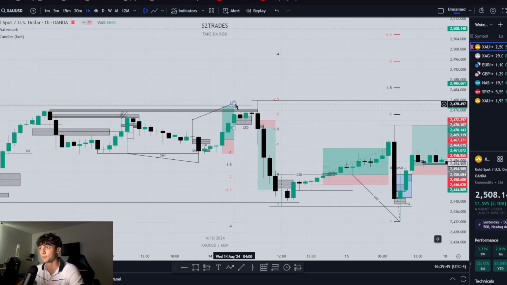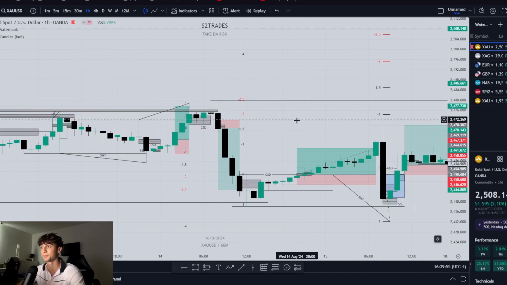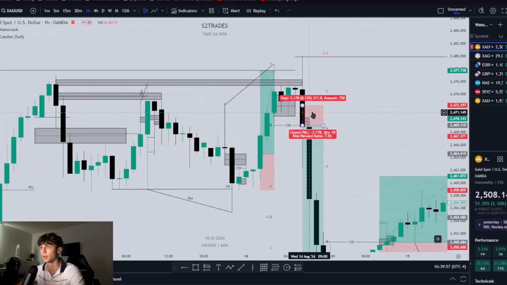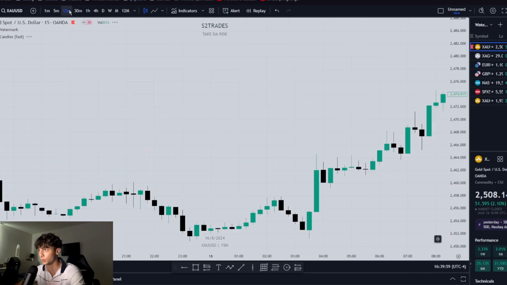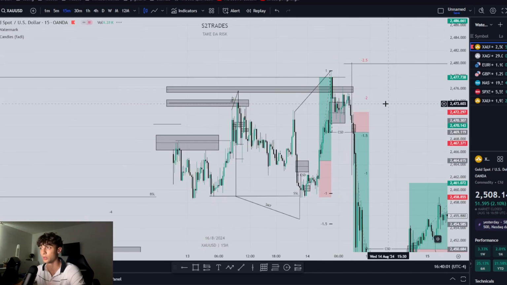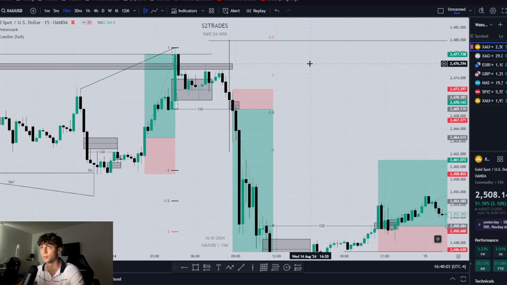There was SMT. I forgot to draw it out, but I'm too lazy to go through silver right now. But there was SMT before the liquidity sweep. That's what you look for. Boom, right? Liquidity sweep, SMT. Boom, that's good. Now we go to the 15 minutes.